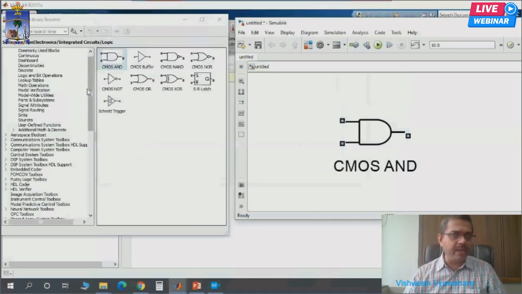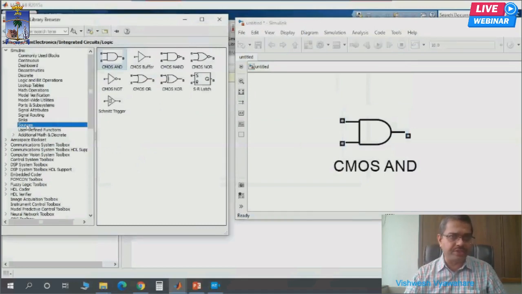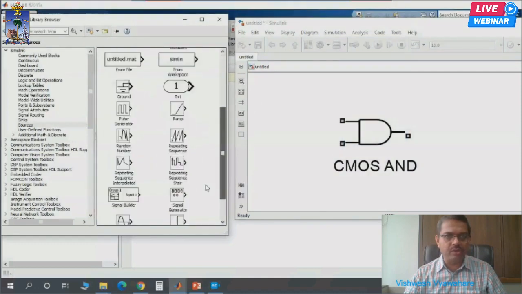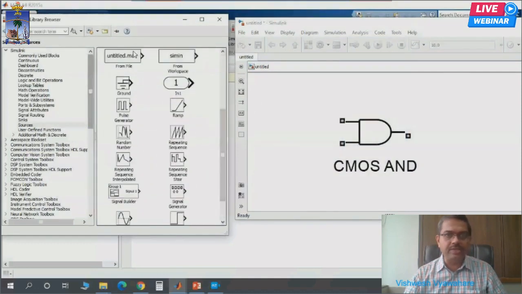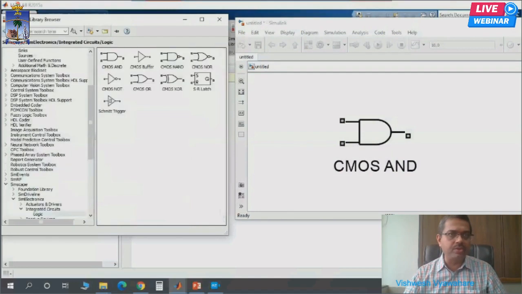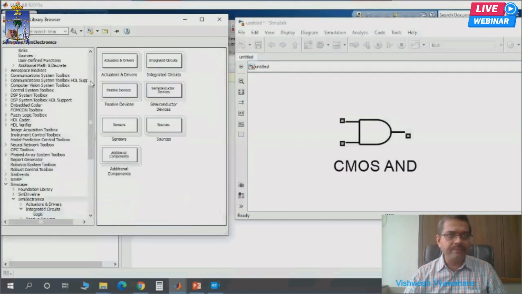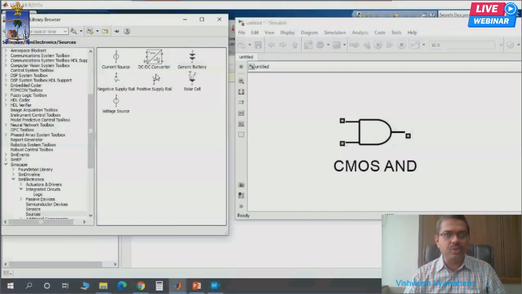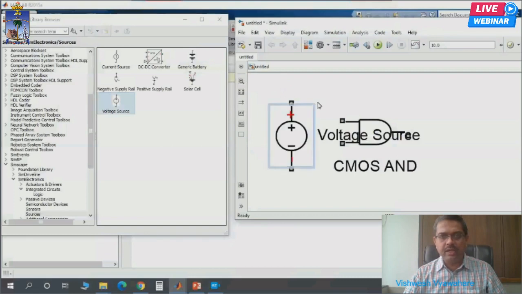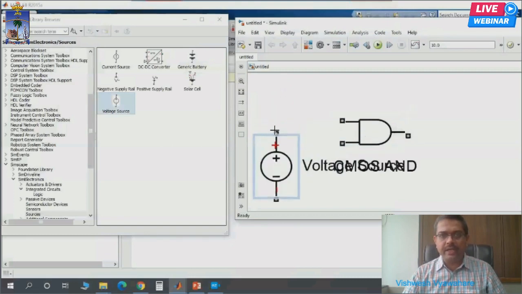I want to connect it to some battery or something like that. There is something called sources, where I have got all types of sources available. If I go to electrical circuits, passive devices, sources, yeah. So in sources, I have got a current source, a DC to DC converter, a generic battery, a positive supply rail, solar cell, voltage source. So I copy this voltage source and I put it here, and I can connect it here directly. So it is connected like this.